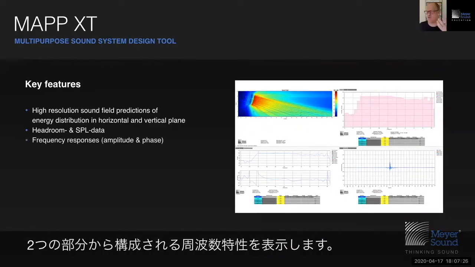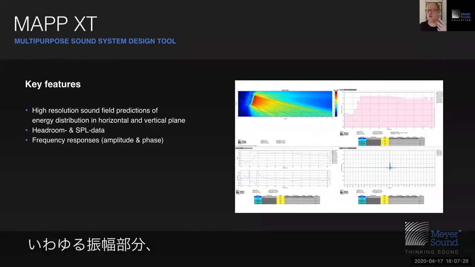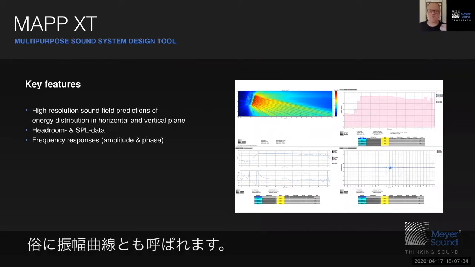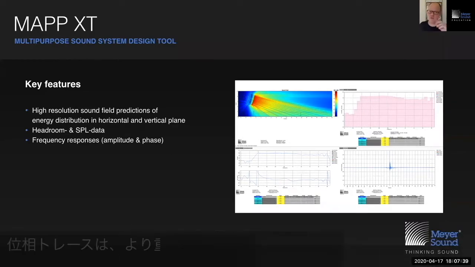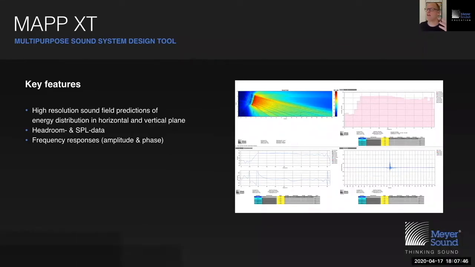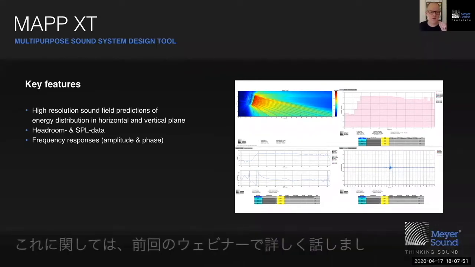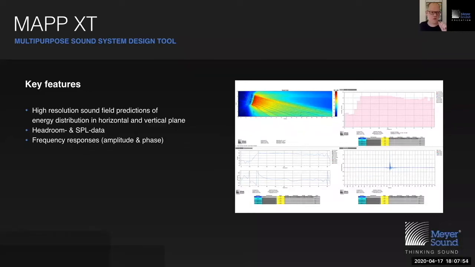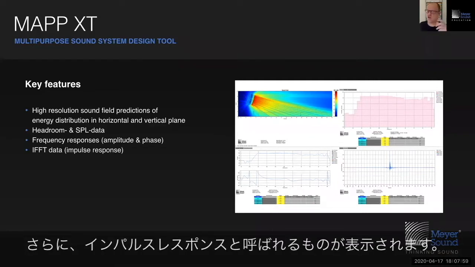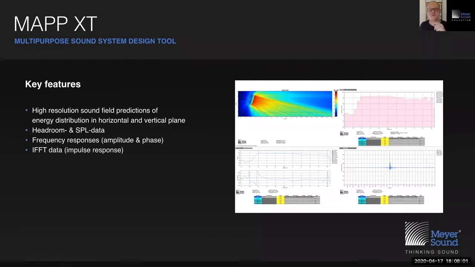It will show you frequency response, which consists of 2 parts. There's the so-called amplitude portion, the amplitude curve, or frequency response, also colloquially referred to as amplitude curve. And then there's the phase trace. And we show you both, and the phase trace is equally important, if not more important, and is the reason that Meyer Sound developed proprietary solutions such as delay integration, which is today part of product integration. And we discussed that at great length in a previous webinar, which you will also find on our YouTube channel, Thinking Sound.